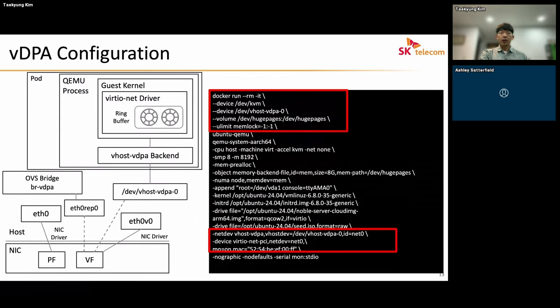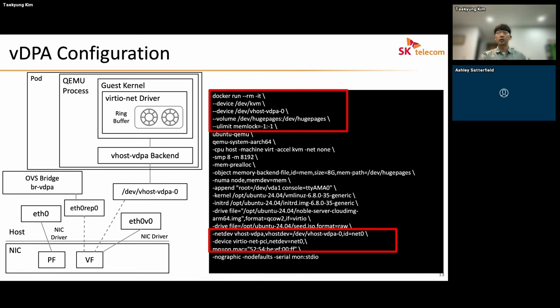So to understand better, I created a containerized VM manually. What you need is to pass just the vhost-vDPA 0 device, the character device. Then QEMU will do the remaining things, for example, preparing the virtqueue and memory registration and so on. After that, QEMU creates the virtual net device backed by the vhost-vDPA.